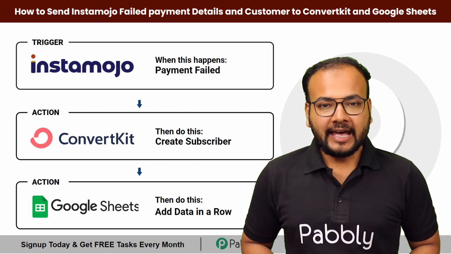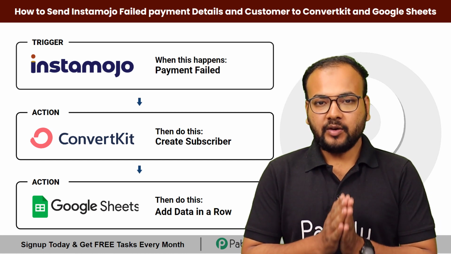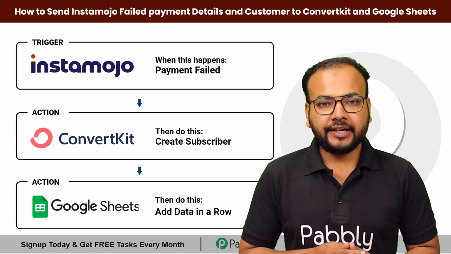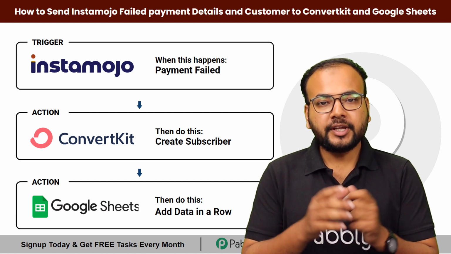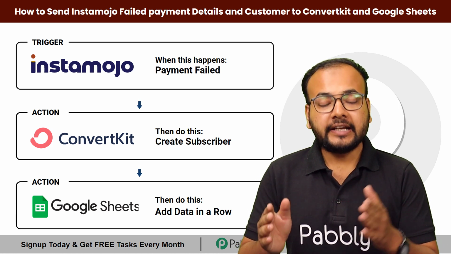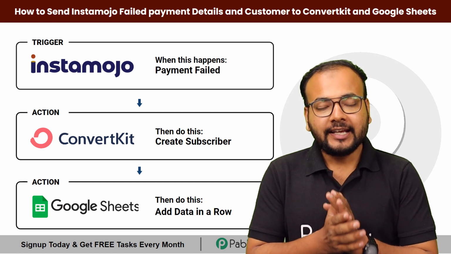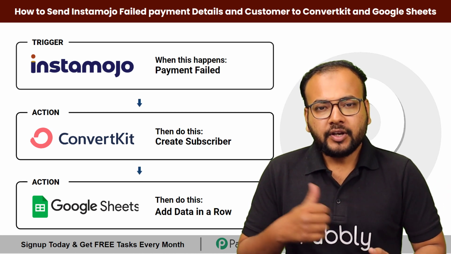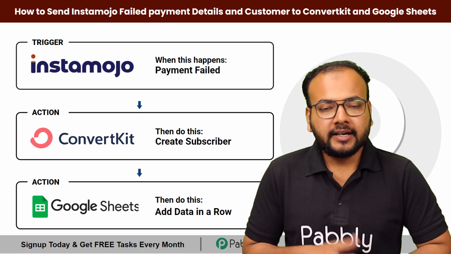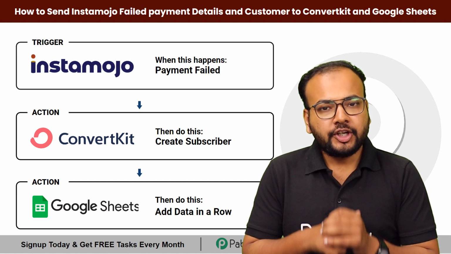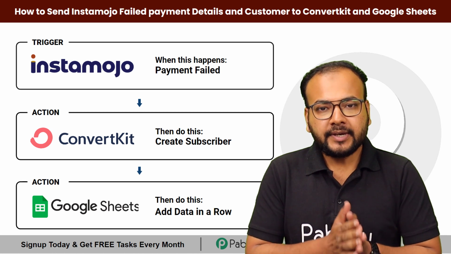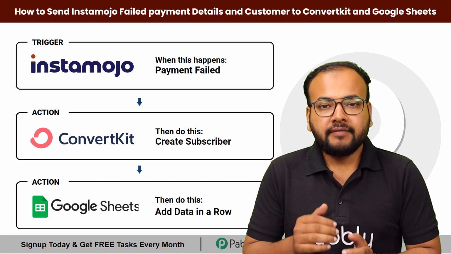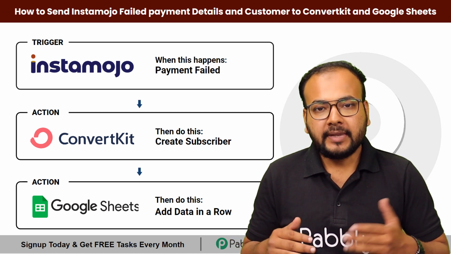Hey there, welcome back. In this video, you will learn how you can send failed payment details and customer information from Instamojo to ConvertKit and Google Sheets automatically. Guys, we all know that managing failed payments can be a bit of a hassle and problematic, but with the power of automation, you can ensure a smooth experience for your customers even when things didn't go as planned.